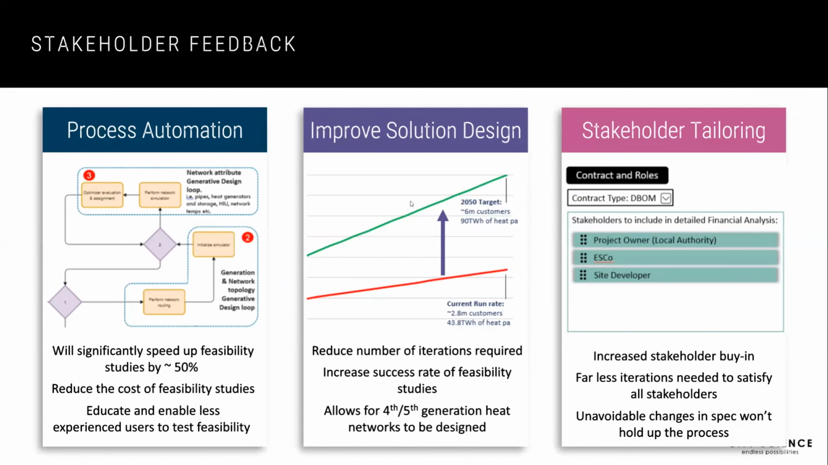So just to summarize what we've done in our project, we've enabled key benefits via process automation, and we estimate that this will speed up network feasibility studies by up to 50%, reduce the cost of feasibility studies, and educate and enable less experienced users to test feasibility studies.